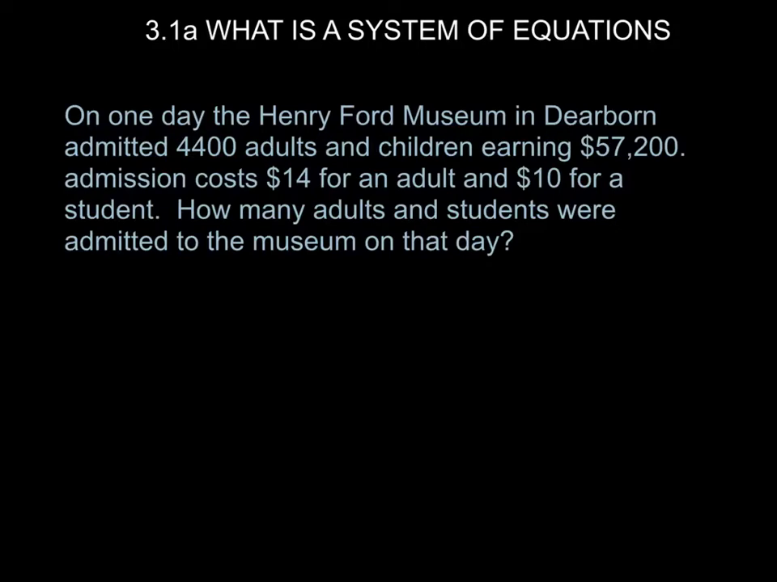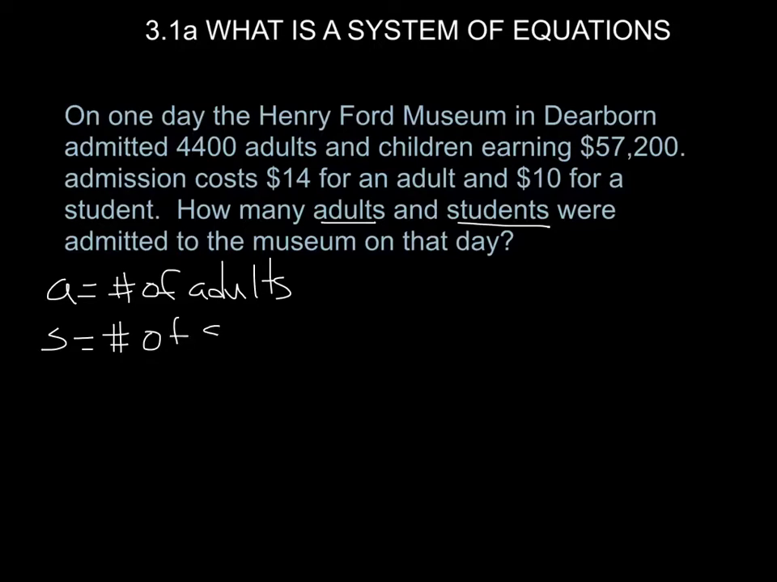So, a good strategy when you want to use algebra to solve a problem is figure out what you don't know, and I don't know how many adults or how many students, and since those are two things I don't know, probably a good idea to make a variable for each one. So let's say A is the number of adults that were admitted, and S would be the number of students. Now you can use whatever variables you want, X and Y and whatnot, but I like A and S because it's easy to keep track of what's what.